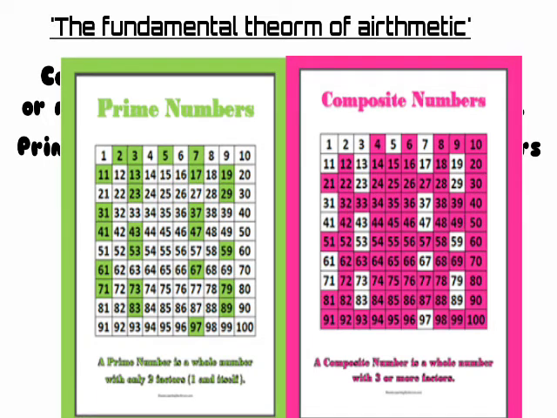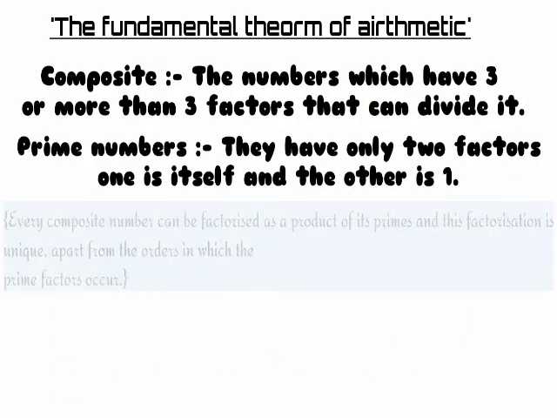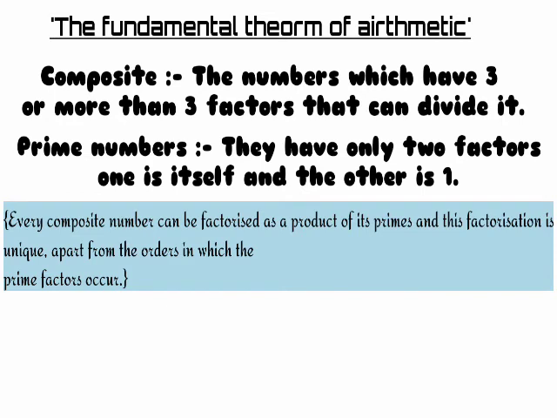Okay, let's move to our theorem. Take a look at this theorem and then we shall understand it. It states that every composite number can be expressed or factorized as a product of its primes, and this factorization is unique apart from the order in which the prime factors occur. It means that we can factorize any composite number by its primes or factors.